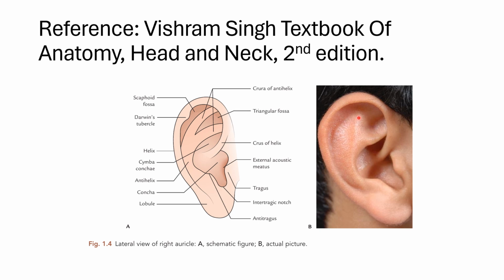Then this is the pinna. Here is the Darwin's tubercle. This is the crus. All the important things, this is the triangular fossa. So like that, simple things you should know.